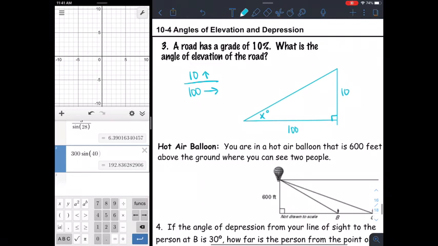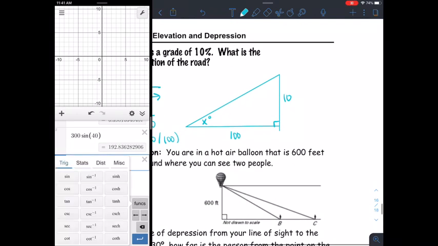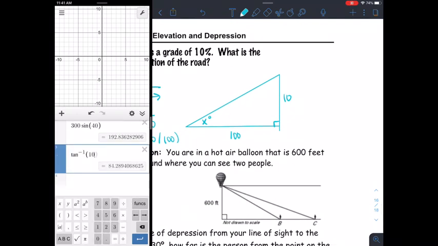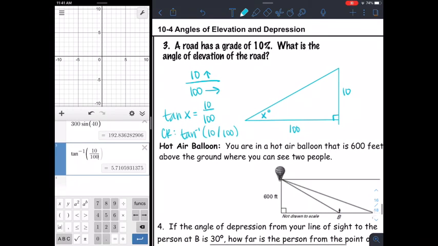So in this case, we'll use our trig inverse. I have the opposite and the adjacent, so I'm going to use the tangent of x is equal to the opposite 10 over the adjacent 100. To get that calculator ready, I'm going to do the tangent inverse of that ratio, 10 over 100. And let's just go ahead and round it to the nearest degree, so 6 degrees.